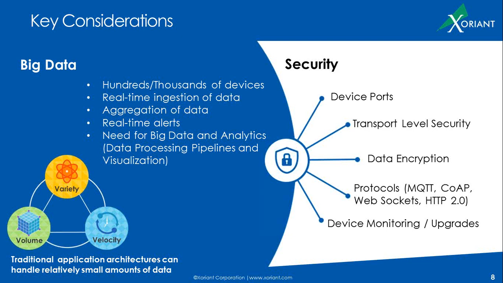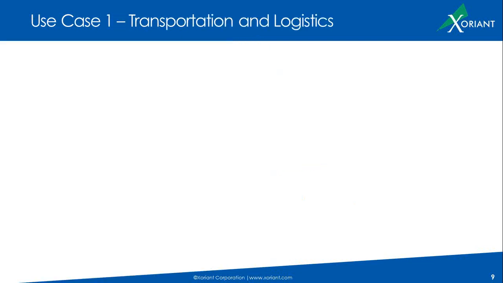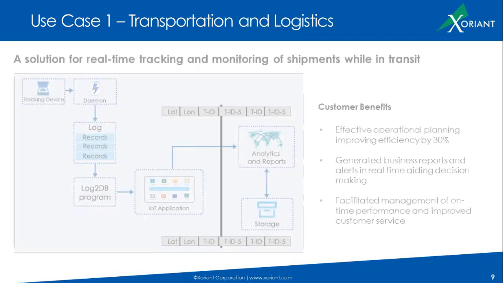Right. So to summarize on this slide, big data and security, over some of the repeated implementations that we've done, are two key areas which, if addressed correctly, would go a long way towards making your IoT implementation a success. Finally, we'd like to also take a look at two use cases that we have.